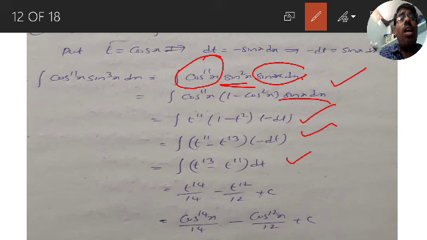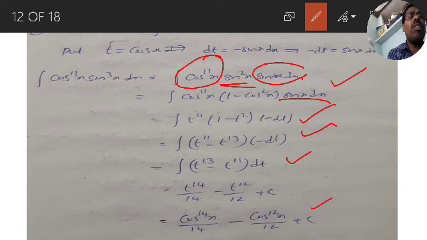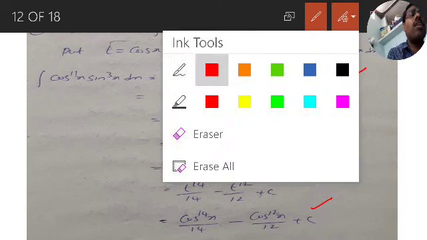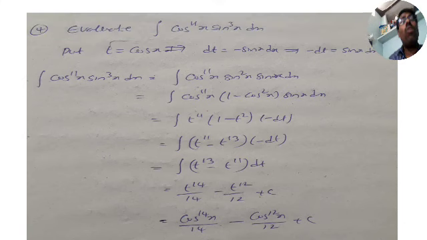In place of t write cos x, that is cos power of 14x by 14 minus cos power of 12x by 12 plus c. Are you getting? So this is my final answer: cos power of 14x by 14 minus cos power of 12x by 12 plus c. So that's it. This is my fourth problem. I am trying to give all types of problems.